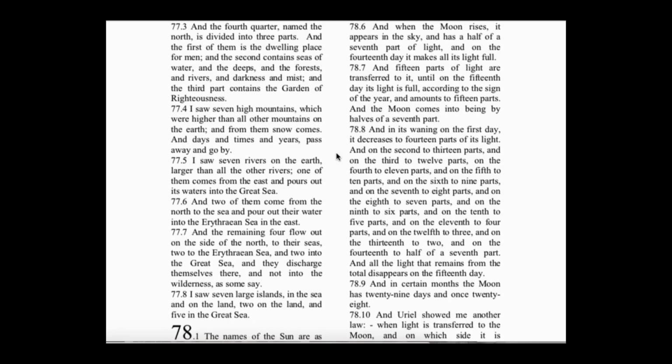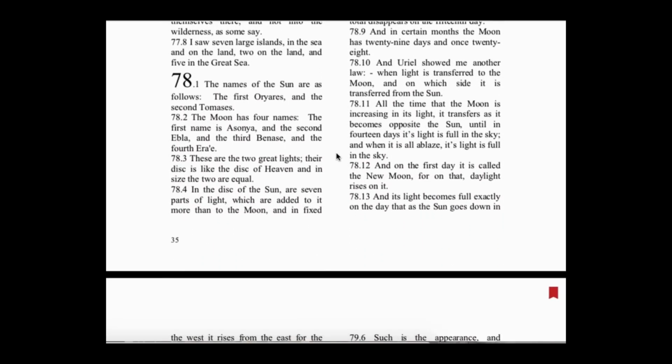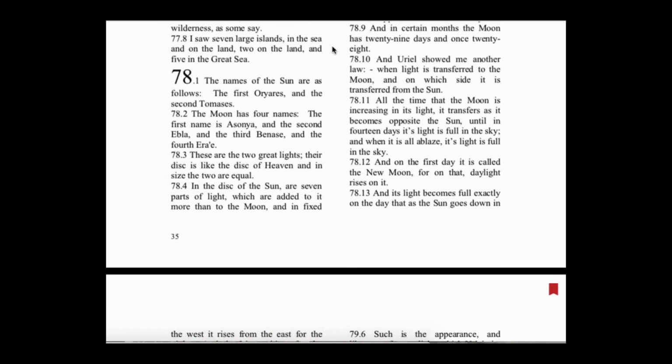Point 78.9. And in certain months, the moon has 29 days and once 28 days. And Uriel showed me another law, when light is transferred to the moon and on which side it is transferred from the sun. All the light that the moon is increasing in, it transfers as it becomes opposite the sun, until in 14 days its light is full in the sky, and when it is ablaze, its light is full in the sky.